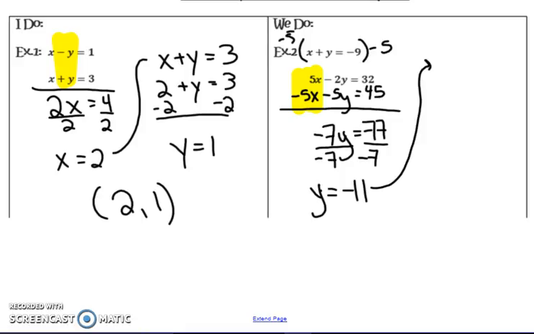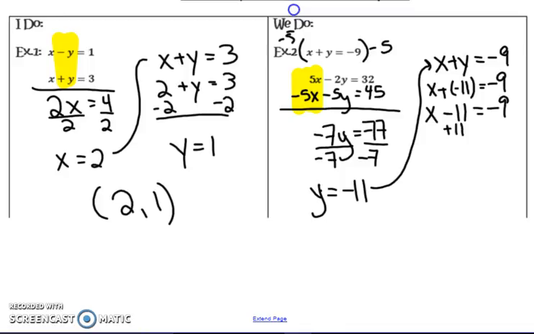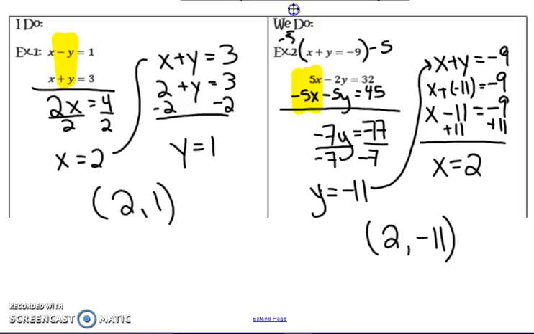You can choose either your original equation, the one you got when you multiplied, or your second equation. I'm going to take the original of x plus y equals -9. In my eyes, that's the easiest equation to use, but you can use any of the three. I'm going to say x plus -11 is equal to -9. I can also rewrite this as x minus 11 equals -9. Well, I'm going to add 11 on both sides, and I'm going to get x is equal to positive 2. So that makes my coordinate point 2, -11.